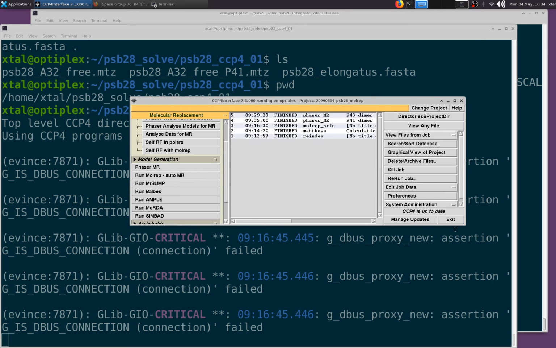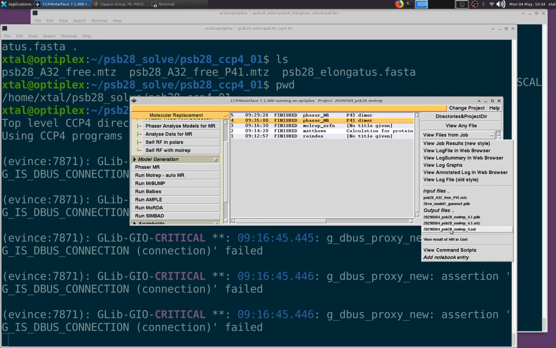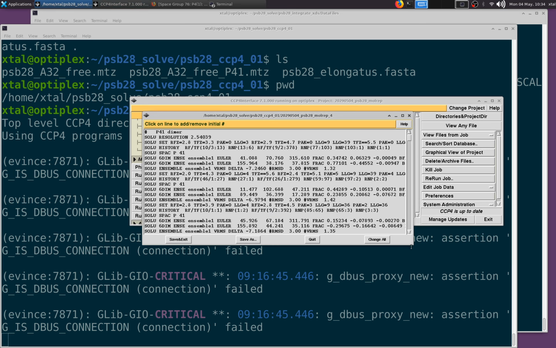So the molecular replacement is finished. Let's take a look at the results. So first for P41, let's look at the top solution.